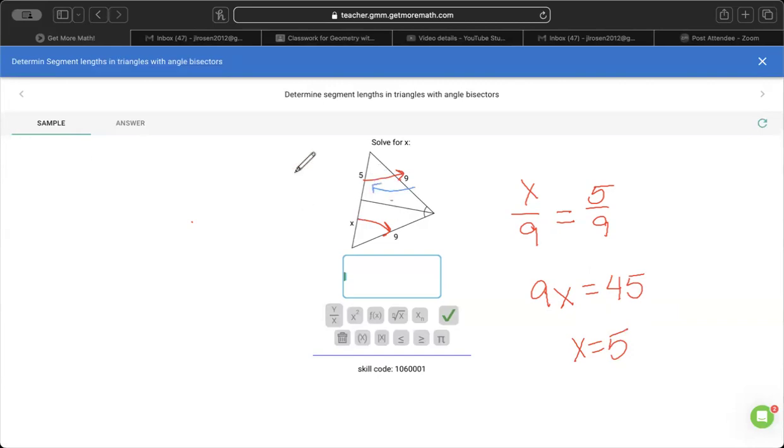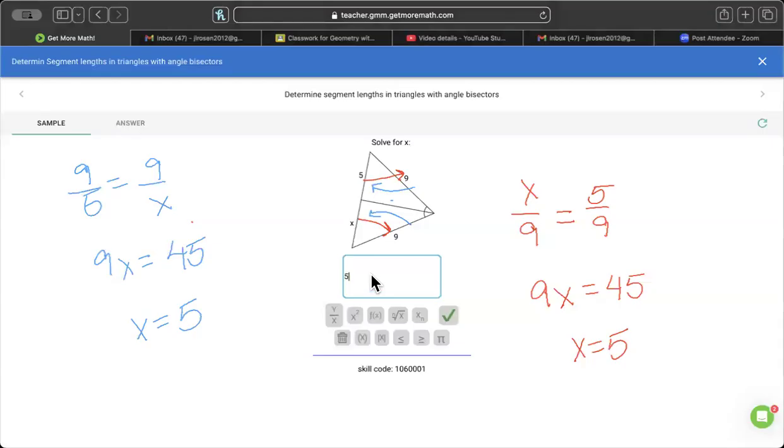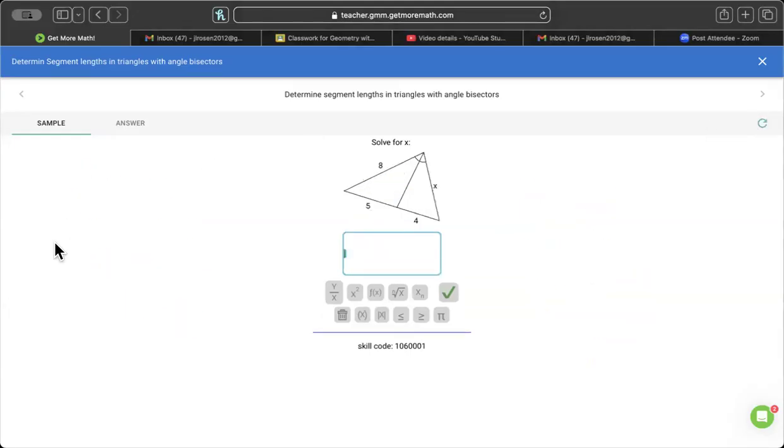I could have seen 9 over 5 and then 9 over x. Right? So that's still going to get me 9x equals 45. See, so it really doesn't matter as long as you keep them in the same directional relationships. So hopefully that makes a little bit of sense and reminds you of proportion. So it goes way back to middle school stuff.